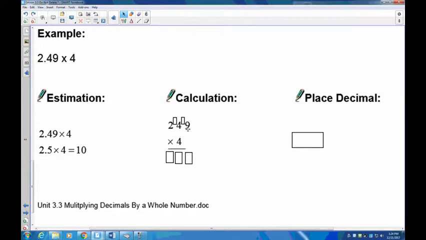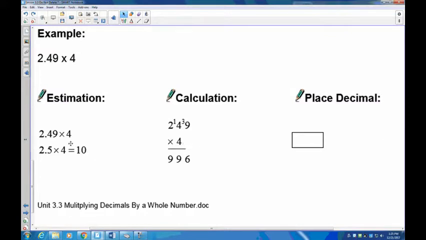We know that 4 times 9 is 36, so I'm going to put my 6 down here and my 30 up there. 4 times 4 is 16, and 3 more is 17, 18, 19, so I'm going to put down the 9 and carry the 1. There's my 19. 4 times 2 is 8, and 1 is 9. So I've got 9, 9, 6 as my product of 249 times 4.